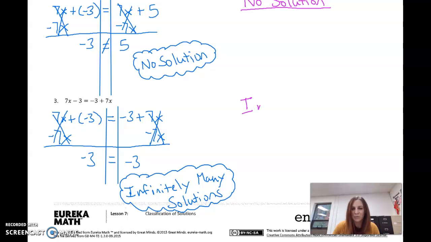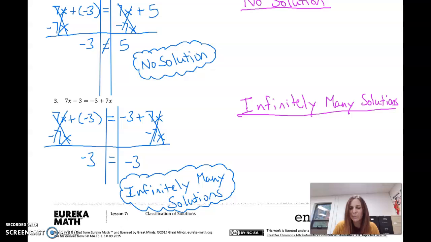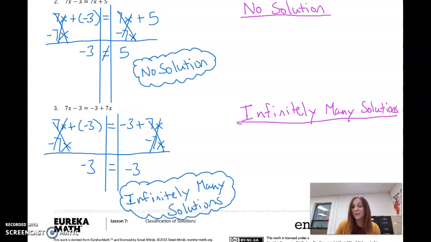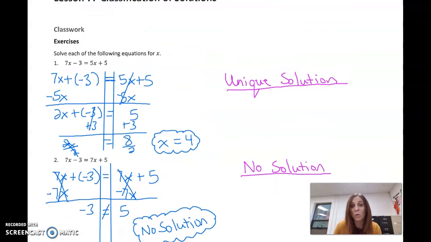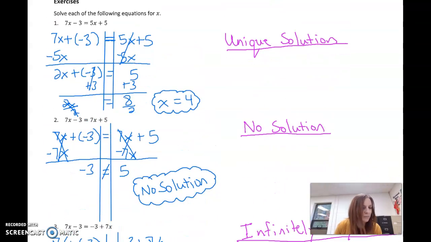And I'm rewriting these because we're going to put some characteristics underneath. Infinitely many solutions. Infinitely many. Any number to infinity we can put underneath that. Okay, so now we're going to put our characteristics in, so we don't necessarily have to solve it to know if it's going to be infinitely many solutions, no solution, or one unique solution.